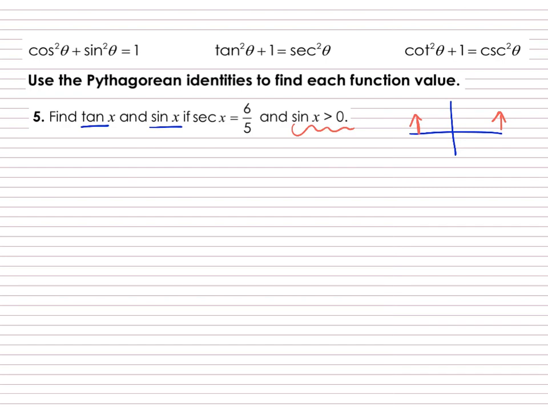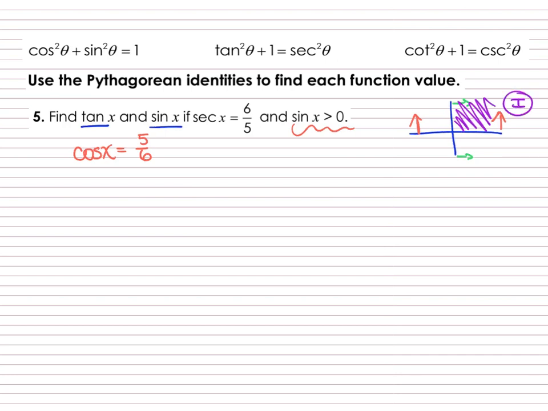Now we also know something else. It's a little hidden. We know that the secant of x is 6 over 5. Well, if we know that the secant of x is 6 over 5, we know that the cosine of x is 5 over 6. We're given that number. We're given that the cosine is also positive. So that is going to be to the right of the y-axis. Cosine goes with x, right? It's our x-coordinate. So the only quadrant where both of those things happen is here in quadrant 1.